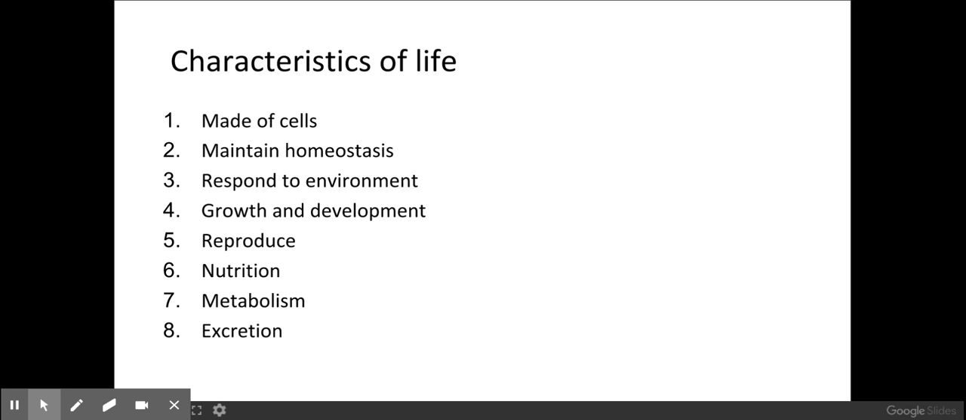So here are your main characteristics of life. I would challenge you to try to come up with a dance move or a hand movement to remind you of each of these characteristics of life. Not only will it help you remember it, but it also will give you a chance to kind of have some fun.